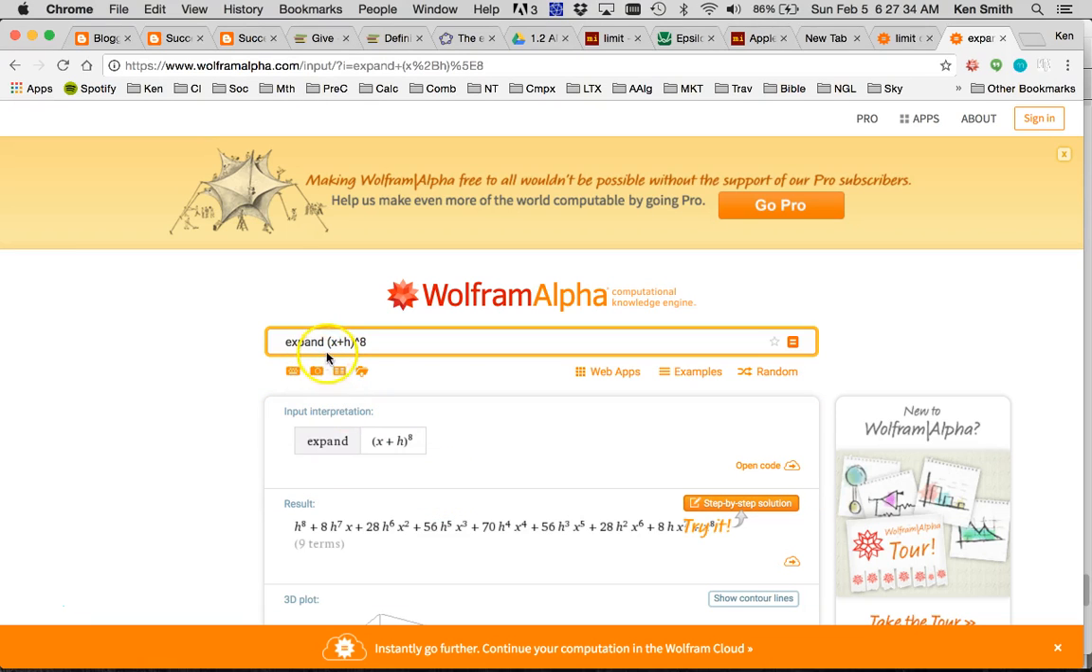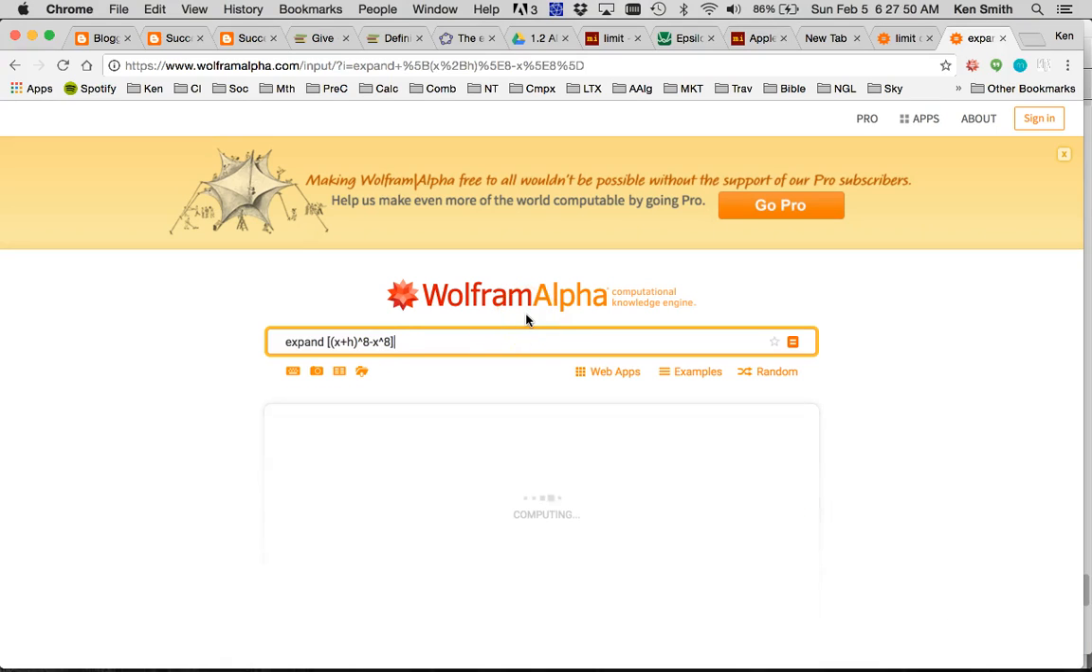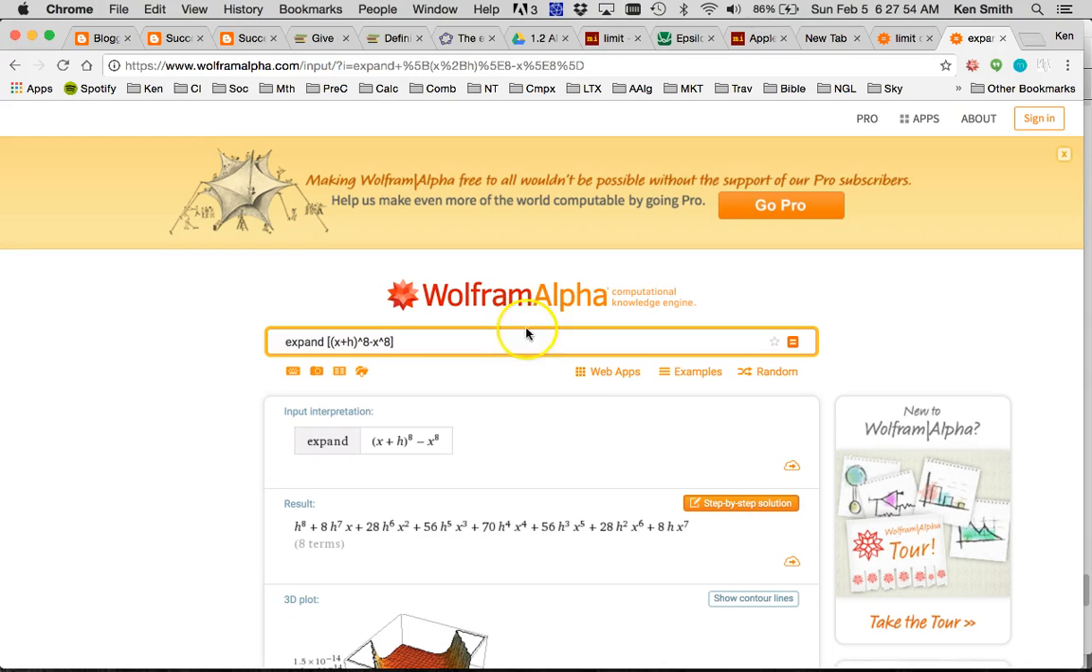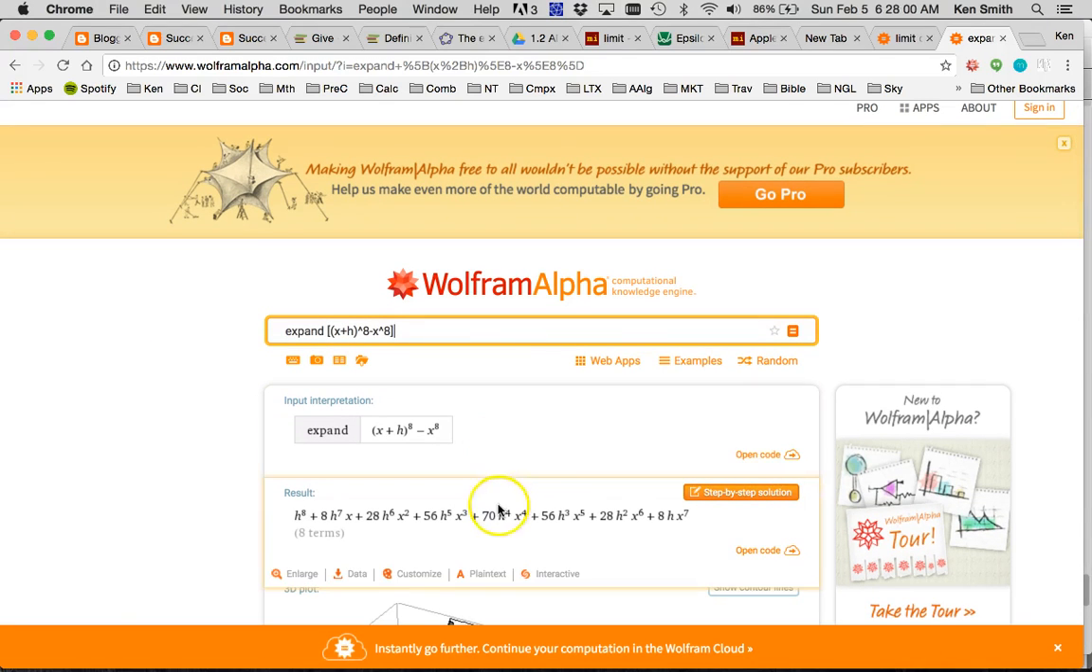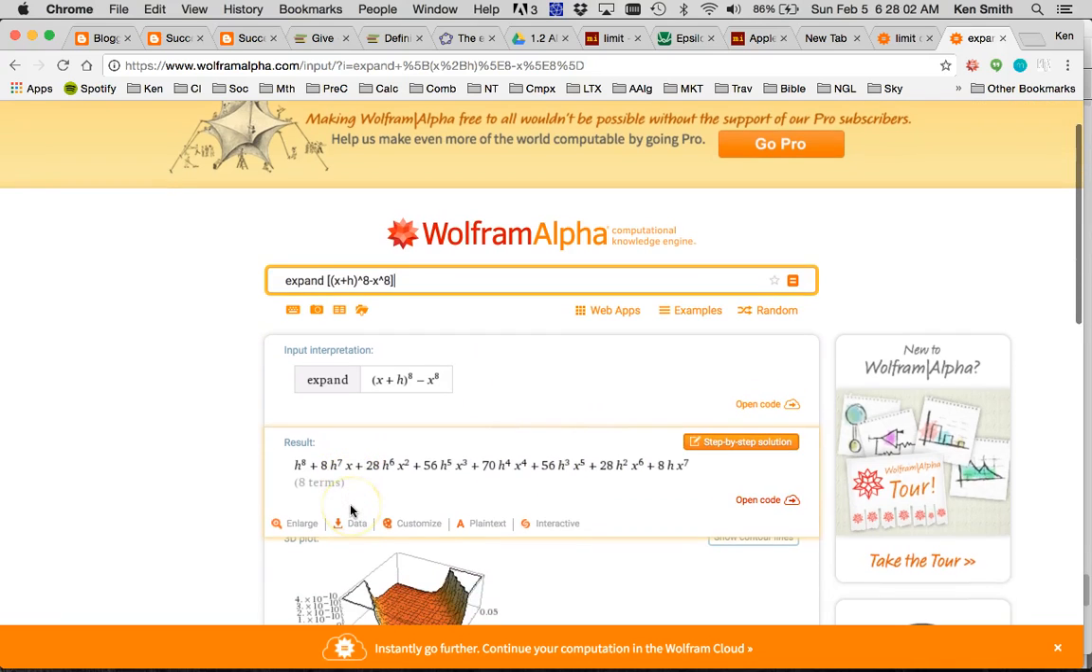I can experiment with this a little bit. Let's see if we can work out by the limit definition the derivative of x to the 8th. So let me see if I can expand this. I'm subtracting off x to the 8th. So what I have here is, from our derivative notes, this is the rise over the run if the function is x to the 8th. And here's my answer down here.